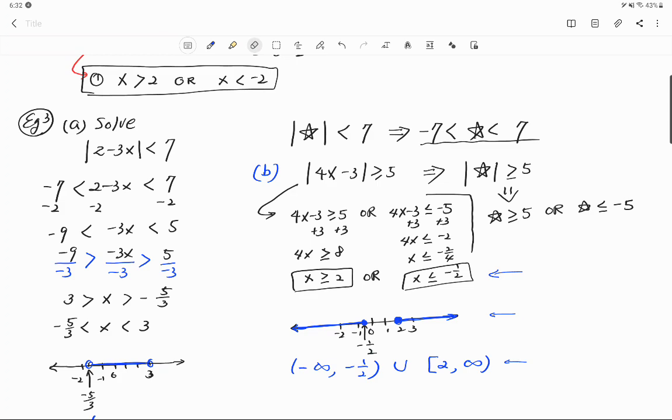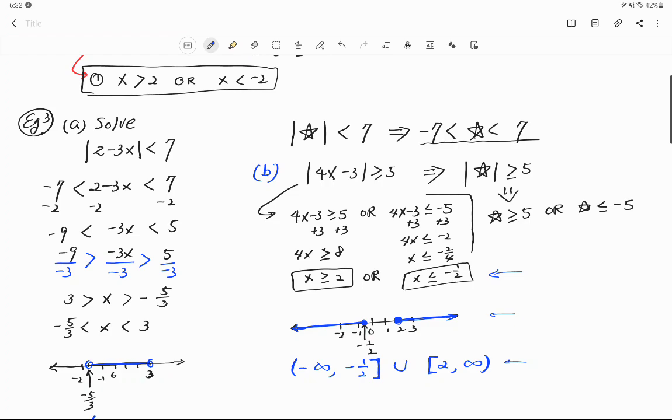If the end point is included, then we use a bracket. Bracket means this end point is included. So negative 1 over 2. And then the interval on the right starts from number 2 and goes all the way to the right, which is positive infinity. Since 2 is included, use the opening bracket. And the infinity symbol is always a parenthesis. So negative infinity is also a parenthesis.